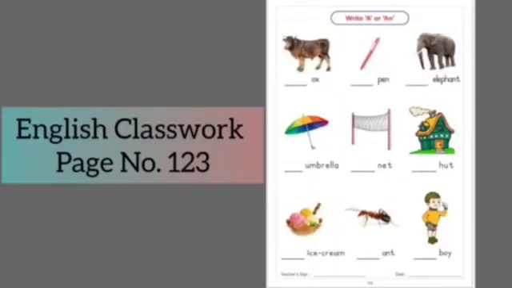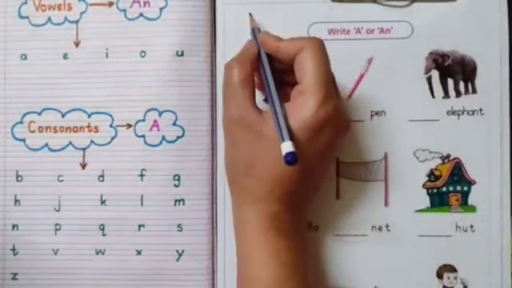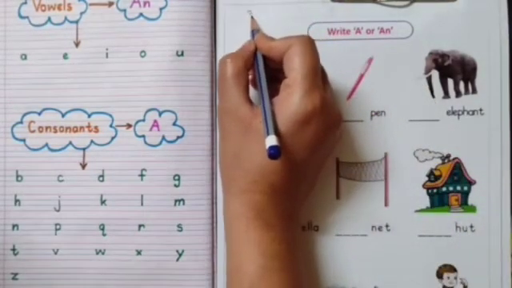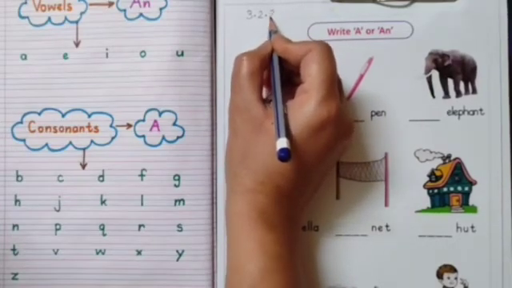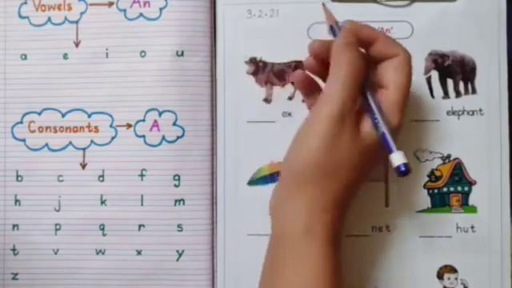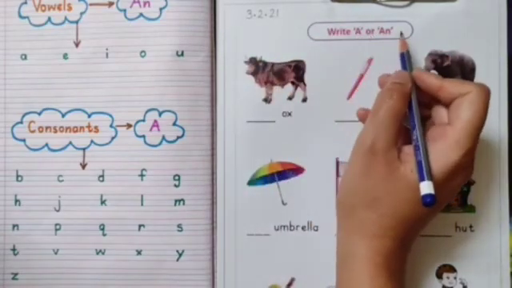Kids, you have to open page number 123 of your English workbook. Kids, first of all we will write here today's date, that is 3.2.2121. Write A or N.